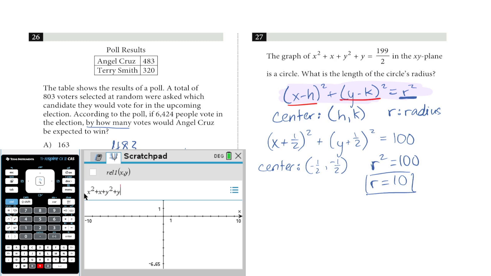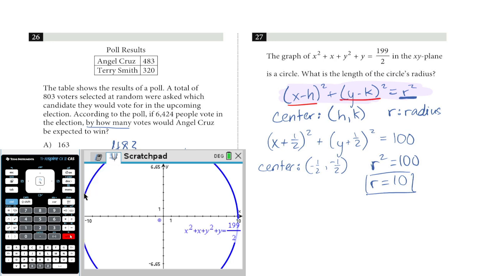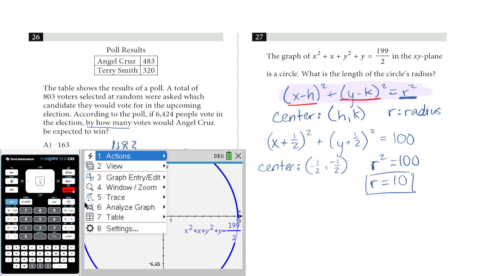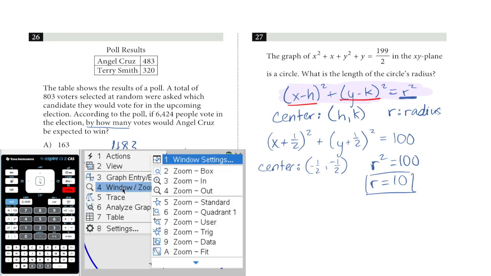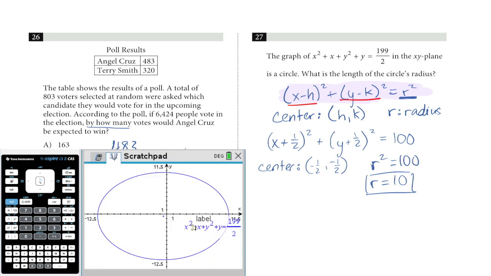Plus y equals, control divide, 199 over 2. We're going to hit enter. It's going to graph it. You may need to change the window. So there's two ways. You could either go to menu, window zoom, so 4, and then you could either do zoom in, zoom out, or you could do zoom fit. I oftentimes lean towards just doing zoom fit. The only negative thing, it probably won't look like a circle anymore, but it shows you usually the whole circle. So just know it's a circle even though it doesn't look like it.